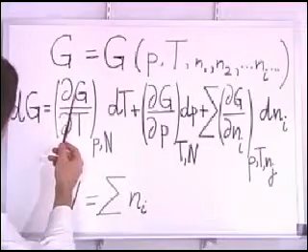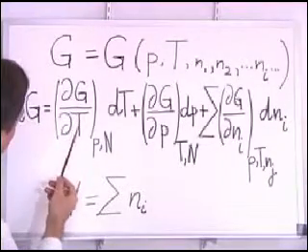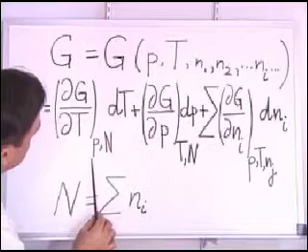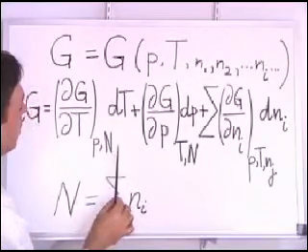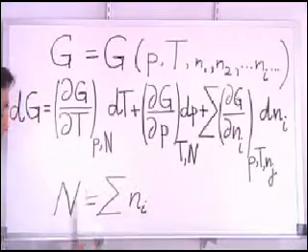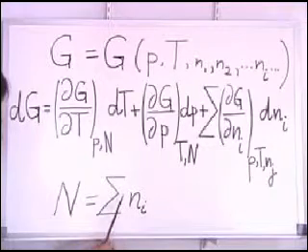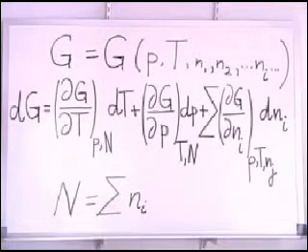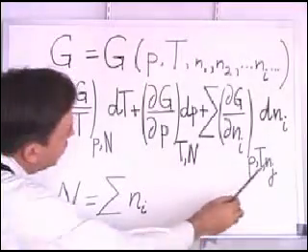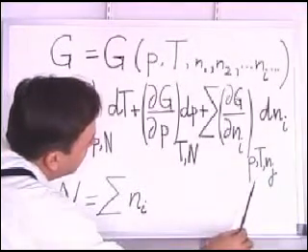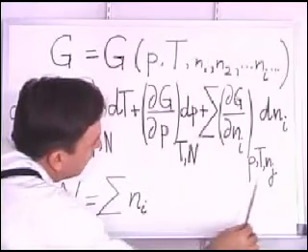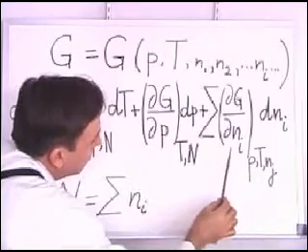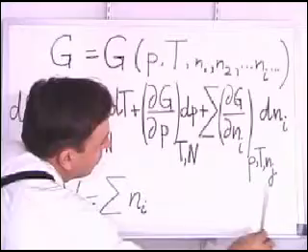And in this case we have the partial derivative of G over T at constant pressure and the total number of moles, N, where N is the sum of all moles existing in the solution. Also, by Nj we denote that the number of moles of all other components but component I are held constant.